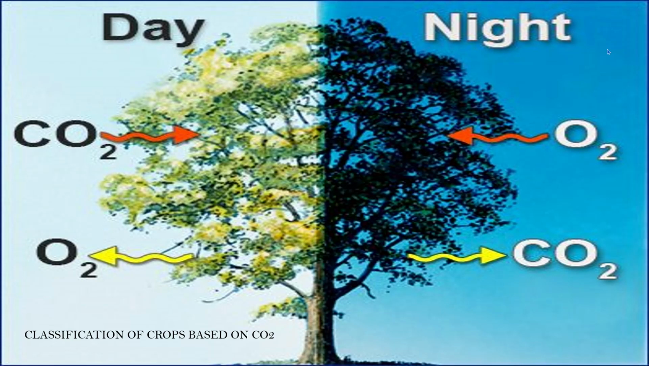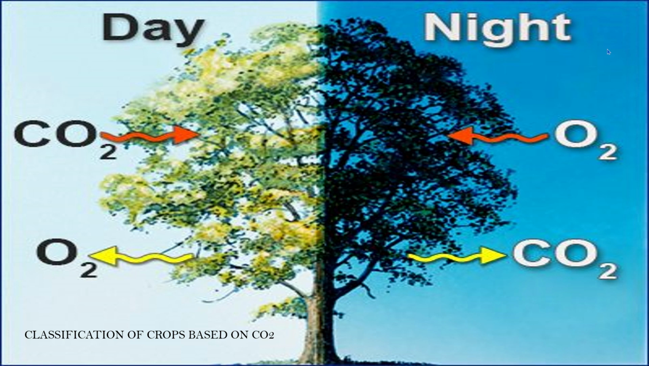Today, my GD topic is classification of crops based on CO2. Classification of crops based on carbon dioxide is one of the basic elements for the plants in the process of respiration. We know the process of respiration, in which plants, while doing photosynthesis, need to breathe through stomata. So they do the respiration process in which they inhale oxygen from the atmosphere and exhale carbon dioxide.